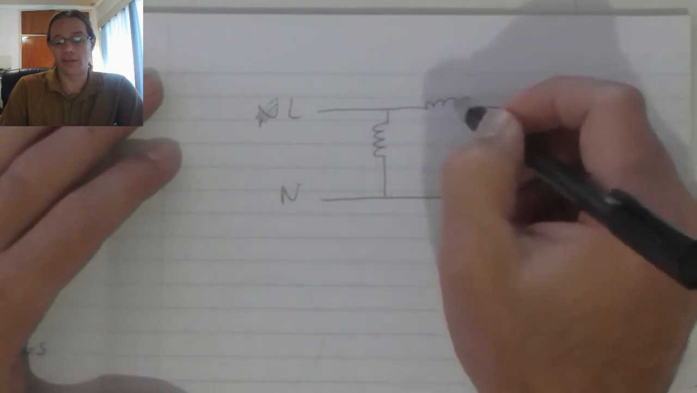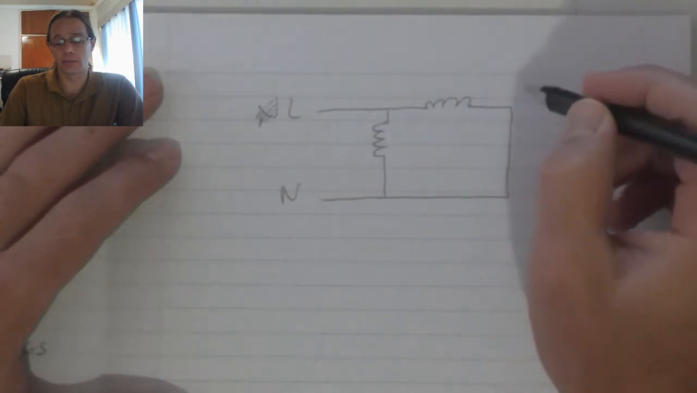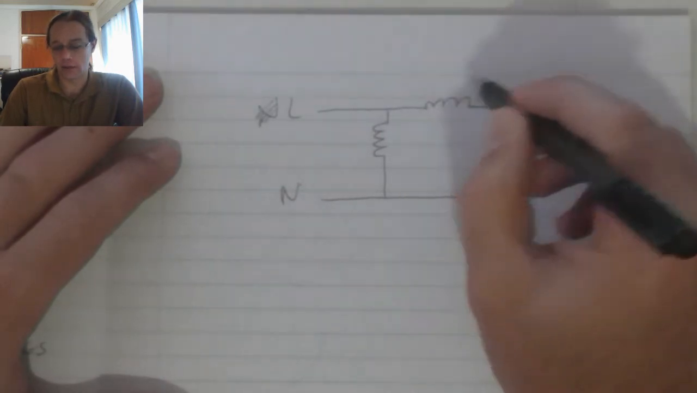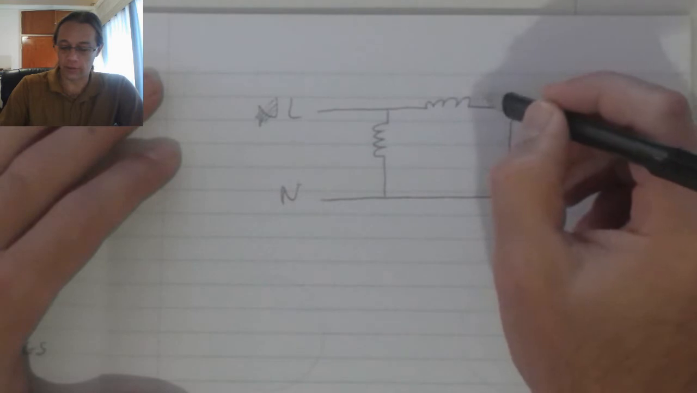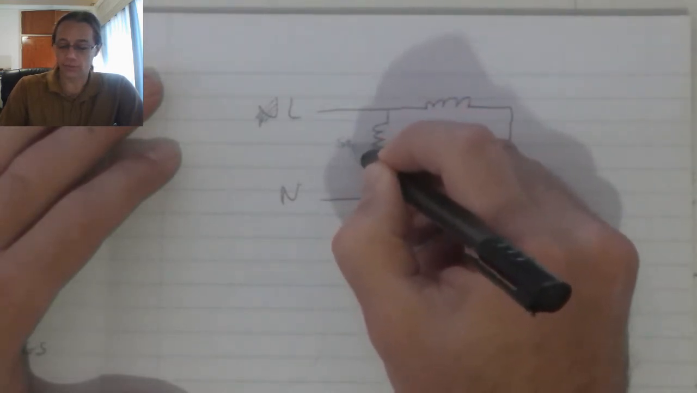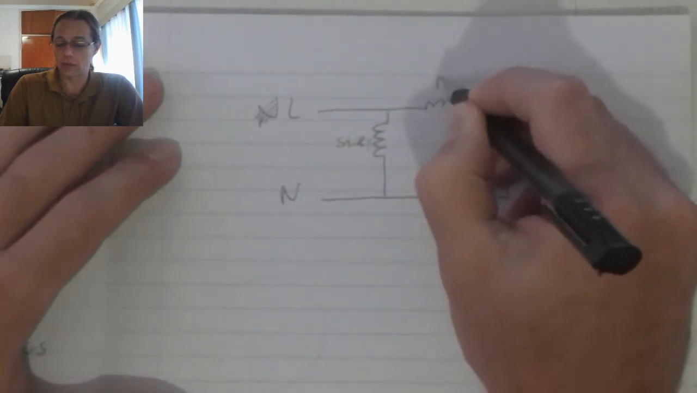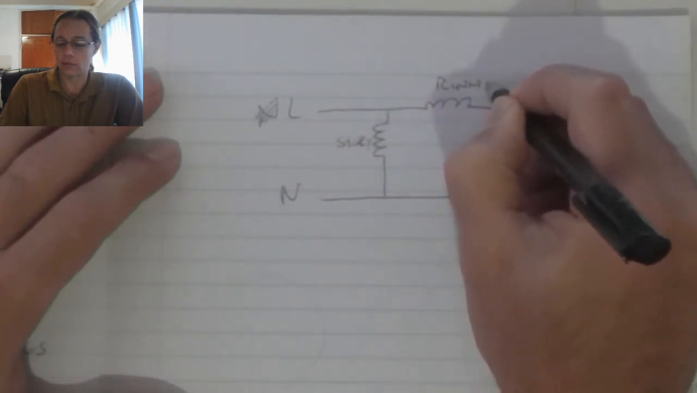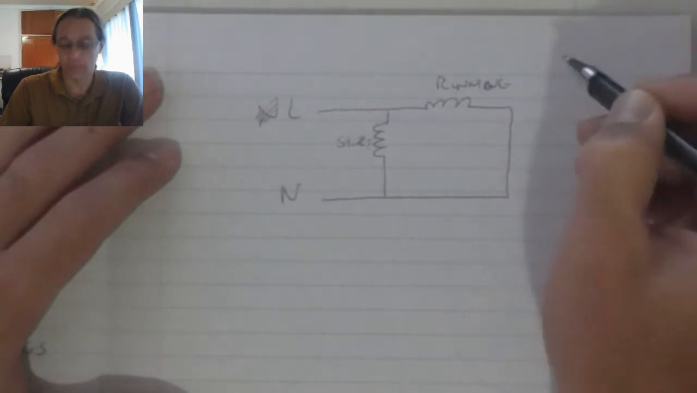inductances and different resistances, they will cause a different lagging effect on the current and in essence the magnetic field. We will have a starting coil as well as a running coil.